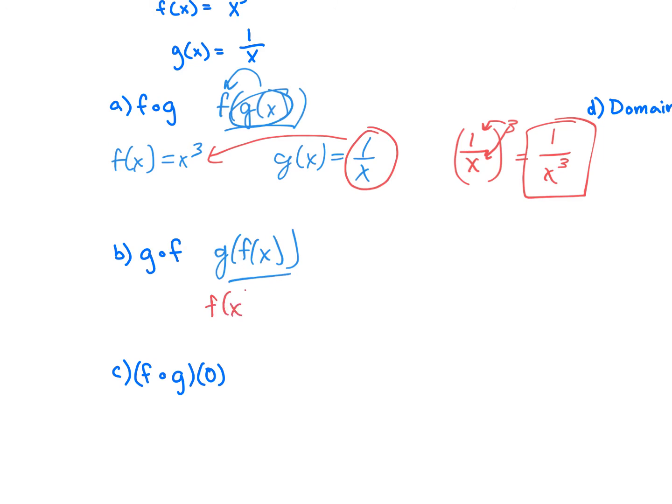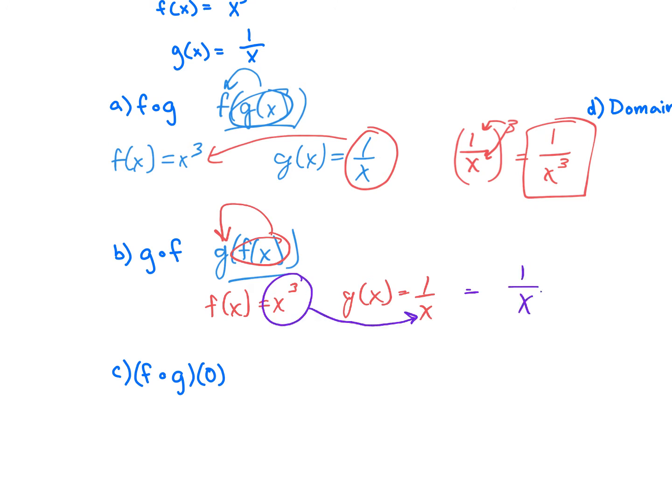Here I have my f function is x cubed. My g function, 1 over x. So I'm going to take the f and plug it in the g. 1 over x cubed. So I have f, and I'm plugging it in the g. So it's 1 over x cubed. Okay?